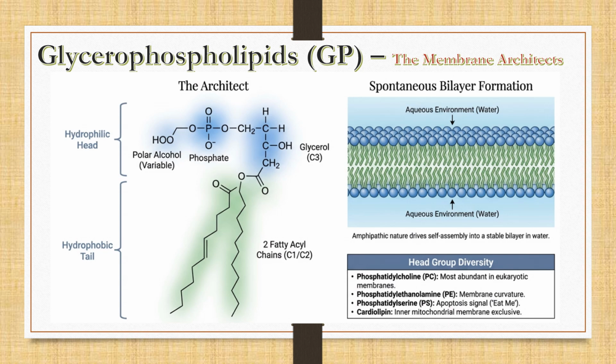Common subclasses include phosphatidylcholine, phosphatidylethanolamine, phosphatidylserine, and phosphatidylinositol. They are all distinguished by their head groups. These head groups influence membrane charge, curvature, and protein interactions.